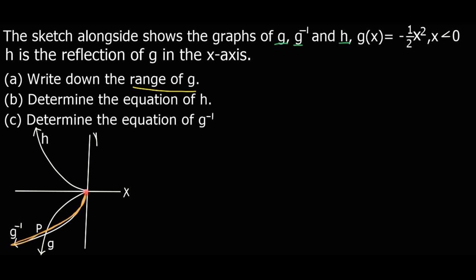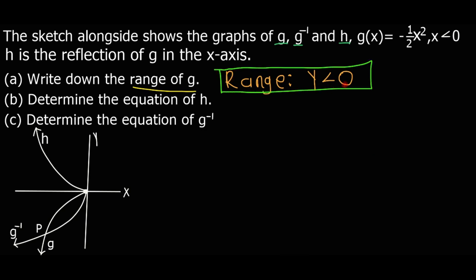And then you can see that this graph starts from 0, but remember 0 is not included. It starts below 0 and then goes down. Remember we are looking for the range, and the range is about the y values. So finding the range for g, y is less than 0. For the values of y, the graph goes below 0, here on the negative side. It's somewhere here and then going downwards. So this is the range for this graph.